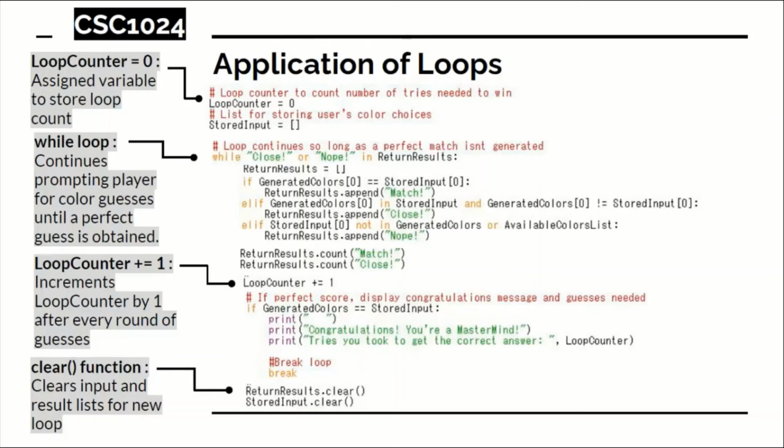Applications of loops. The following is how I've implemented loops in my program. First, I assign an initial value of 0 to the variable loop counter. Next, the conditions of my while loop are such that I'll continue gathering user input and generating results, so long as we do not have a perfect list of matches. After each round of guesses, the loop counter increments by 1, and that value is stored in the previous loop counter variable. And finally, the loop applies a clear function on my return results and stored input lists after every round, ready for a new loop if the player did not obtain a perfect score.